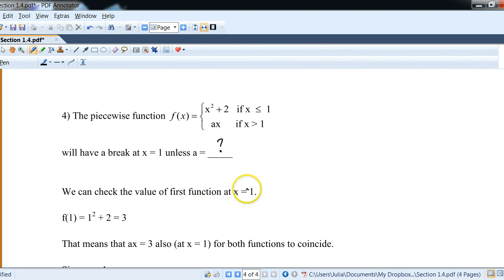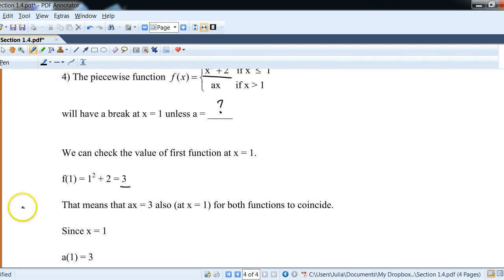Let's check what it equals in the first piece, x squared plus 2. We can plug it in, and so we'll get positive 3. That means that in order for it not to have a break, the second piece, which is ax, also has to equal the same y value, 3, at x equals 1. So how can we solve for a? Well, if x is 1, then we can plug in. It's going to be a times x, which is a times 1, equals 3. Well, that means that a is also 3.